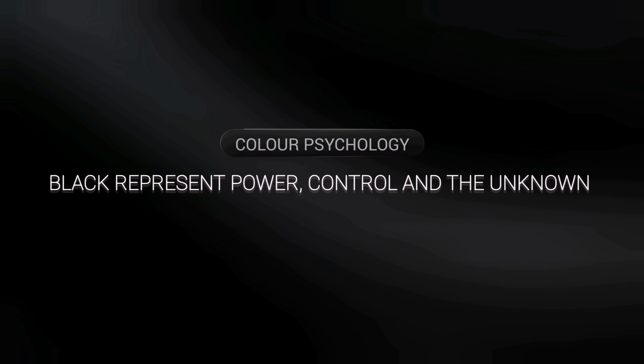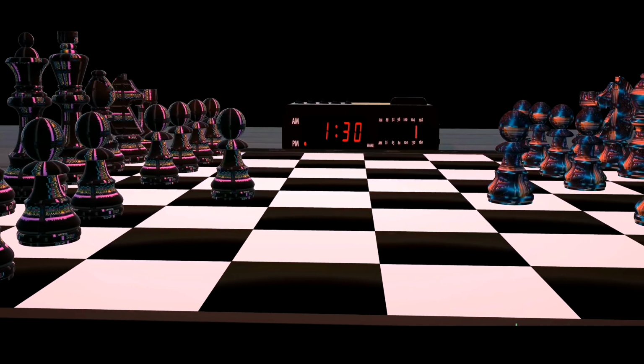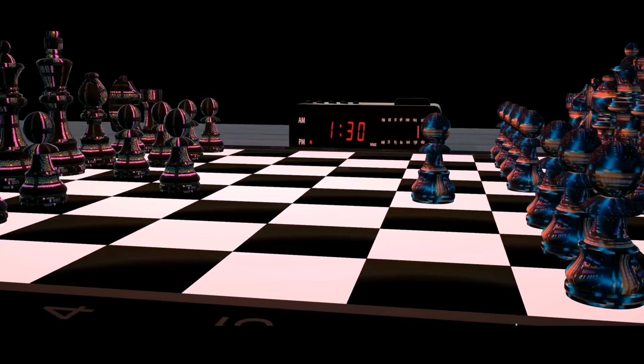Black represents power, control, and the unknown. By surrounding the scene in darkness, the colors in the foreground become more intense. Even Iman Gadzhi uses the color black as his background for the same reason.